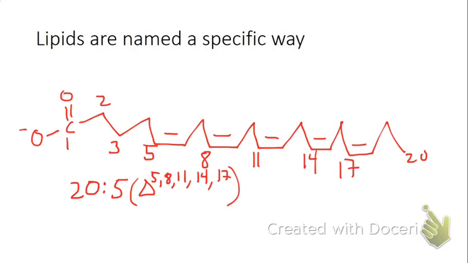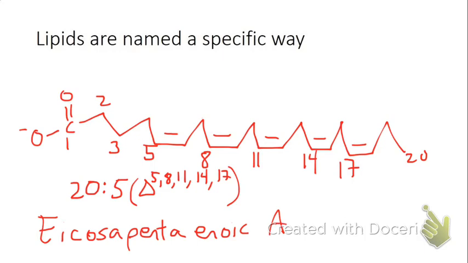So the common name of this fatty acid is icosapentaenoic acid, or EPA. It's a very common fatty acid.